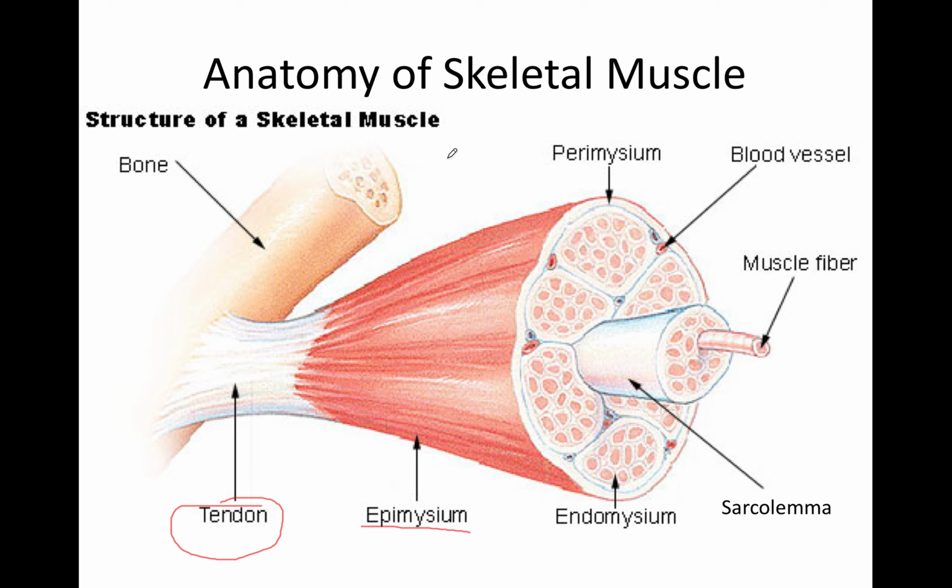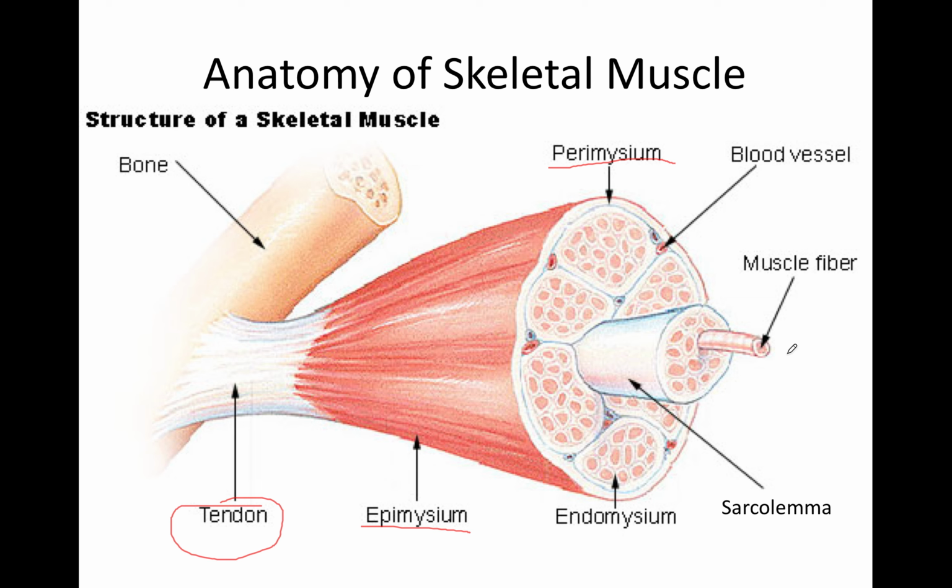When we take a look inside of our muscle, the inside of our muscle is broken up into compartments by a connective tissue layer called the perimysium. The perimysium is going to contain blood vessels and nerves, and the little bundles that form in the perimysium, those are going to be called your muscle fascicles. And within each muscle fascicle, that's where we're going to find our muscle fibers or our muscle cells.